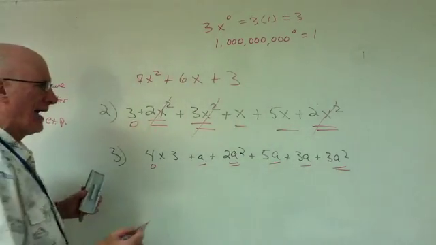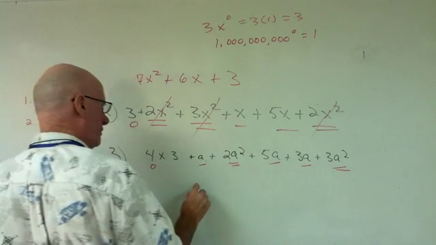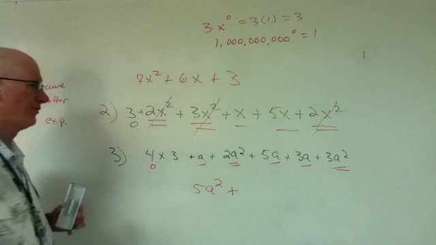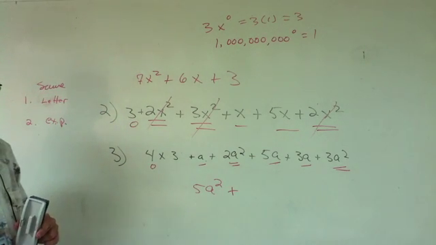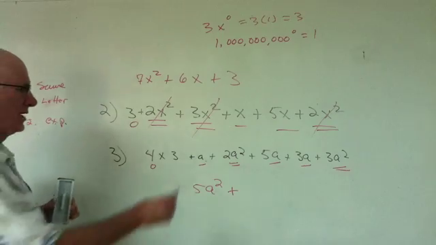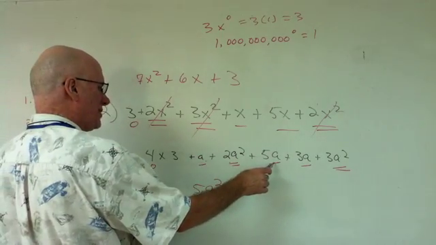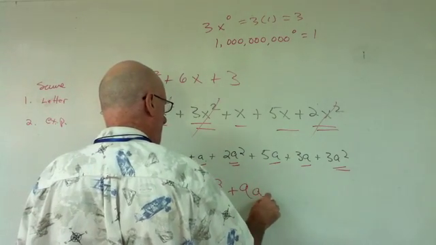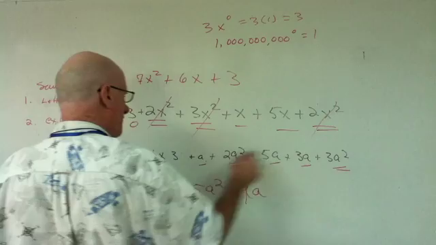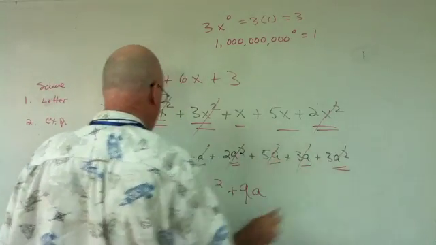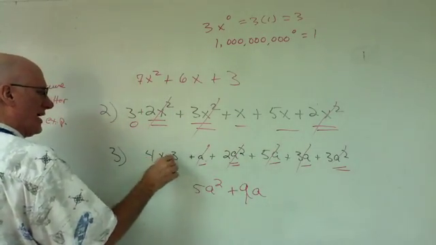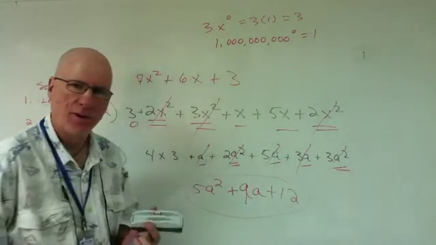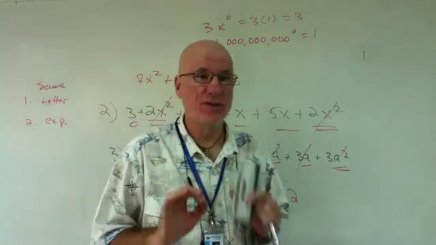So what's the answer? How many of the squared terms are there? 5. 5a squared plus what? There's an a, there's an a, 5a, and 3a. What do we got? 9a, right? And what's left over? That's that. Here we have 4 times 3, which is 12. That's the answer.